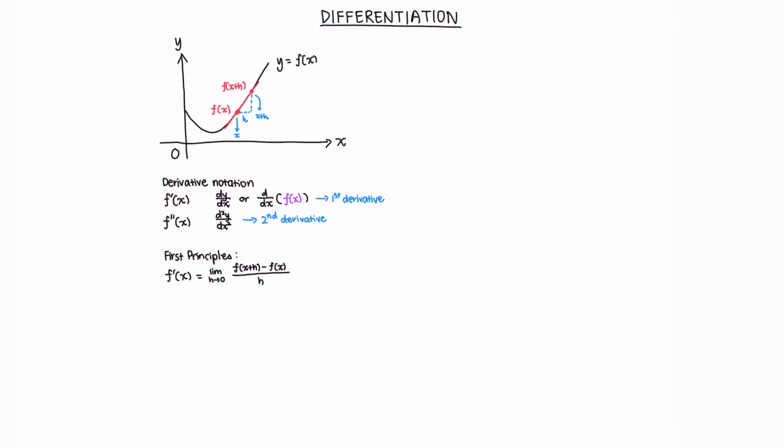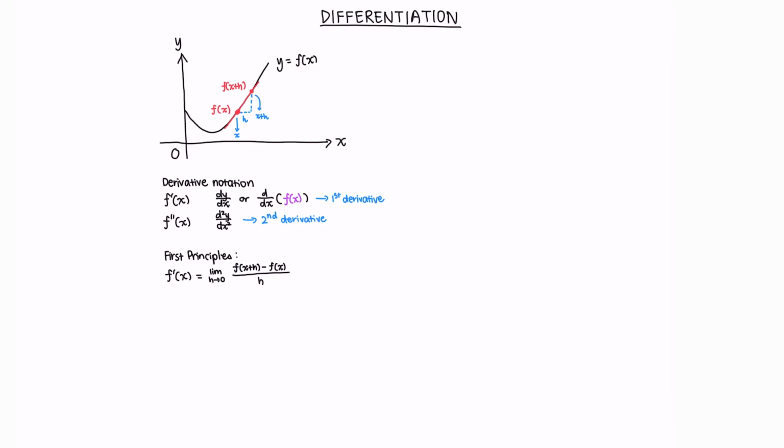Now let's look at some notation before we continue. This over here is what we call f prime x, or the first derivative. What this means is we are differentiating the function to find the gradient of f(x). dy over dx just means the same thing. This is still the first derivative. You can also write this as d over dx of f(x).